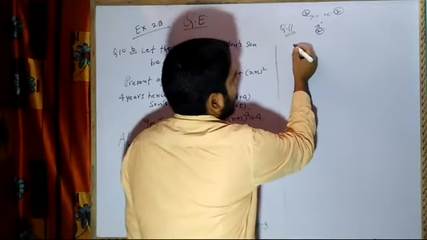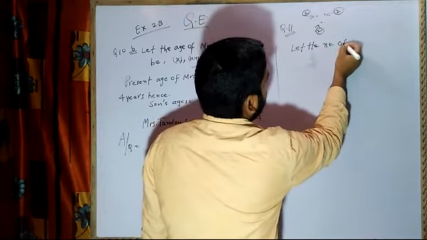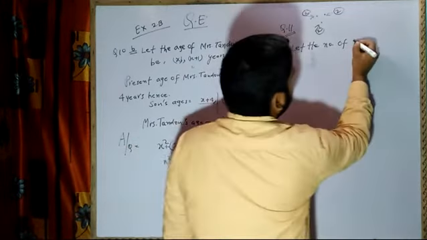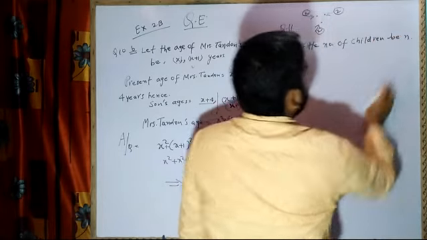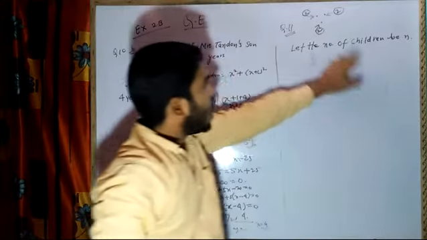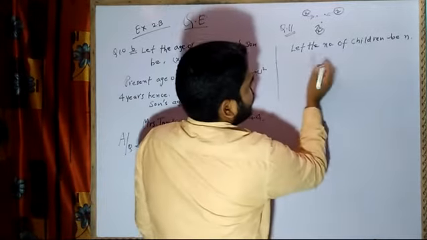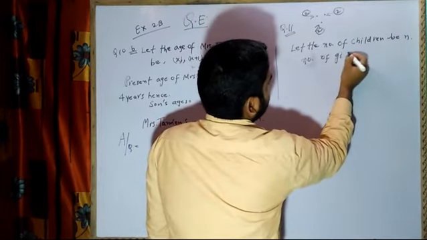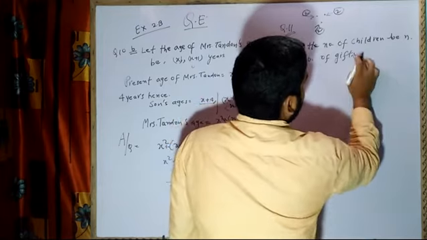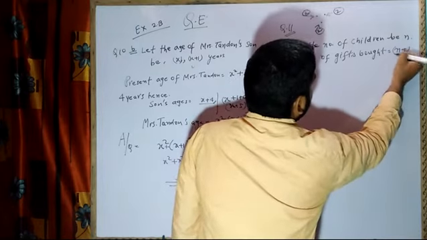Now the question says, we can write like this. Let the number of children be n. If there are n children, then how many gifts are bought? 3 children were there, 2 gifts were bought by each. So let the number of children be n, then the number of gifts bought by each is equal to n minus 1.